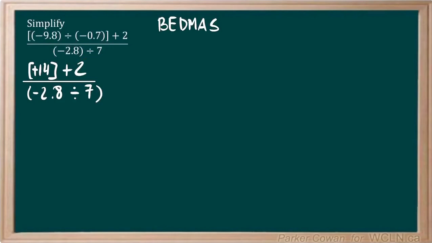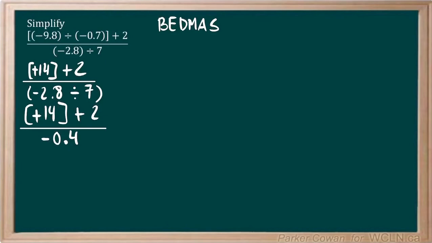So looking at our BEDMAS rules here, we have addition here, but we have some division down here, which we need to do first. So let's do negative 2.8 divided by 7. That's going to give us negative 0.4 because we have a negative divided by positive. So we just make sure we write down what we had before and then negative 0.4.